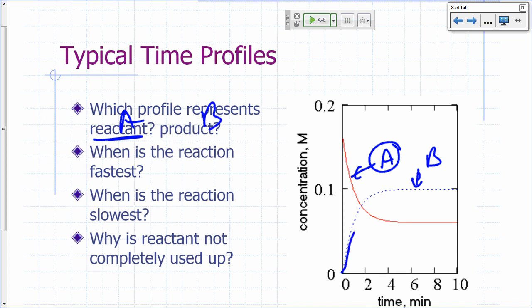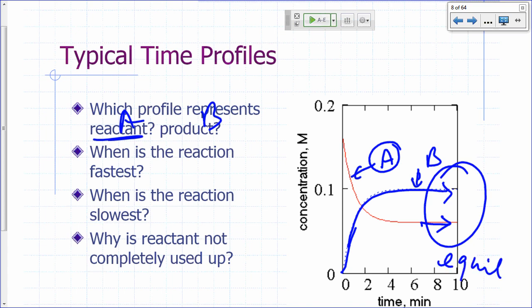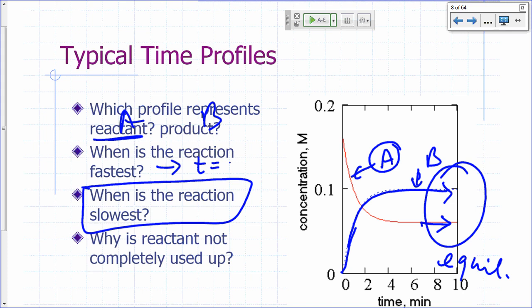You start with nothing, so you're forming it, and then eventually, what happens here? It gets flat. What does it mean when the curve gets flat? Your A and B, your reactants and products, are no longer changing. We say at this point right here, you've reached equilibrium, chemical equilibrium. That's when your reaction is slowest. So when is your reaction fastest? Initially, at time 0, right? Very fast over here, at time 0.